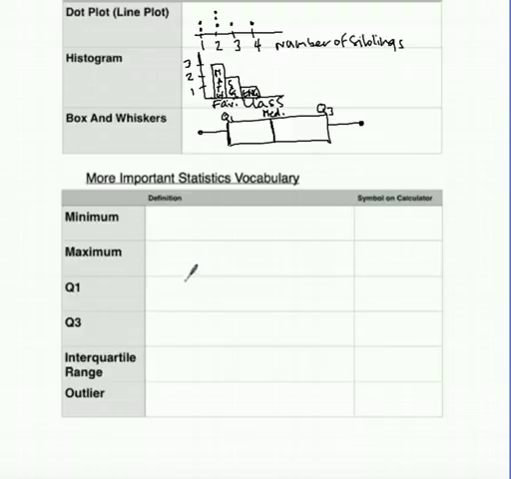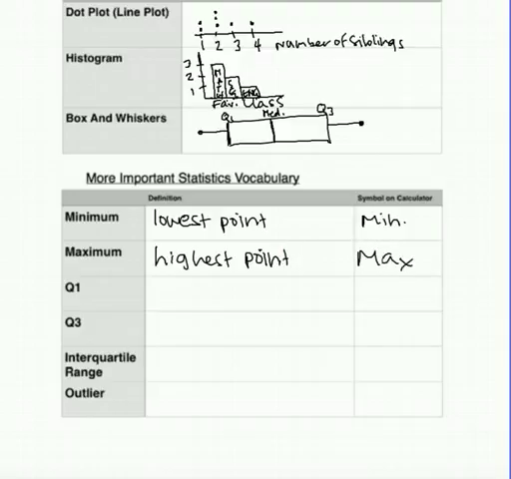More important statistics vocabulary. Your minimum is going to be your lowest point. On the calculator, they call it min. Your maximum is going to be your highest point. Your calculator will call it max.